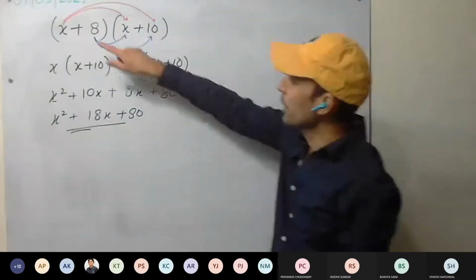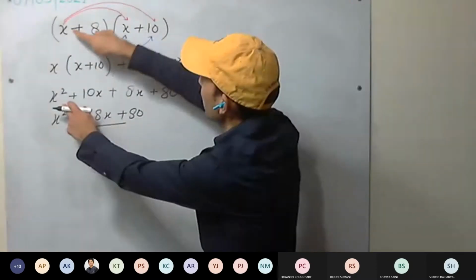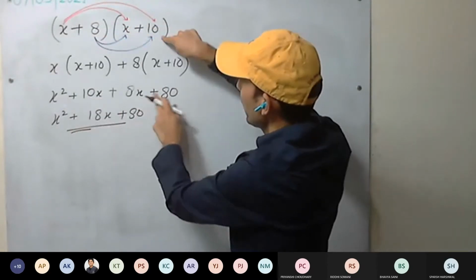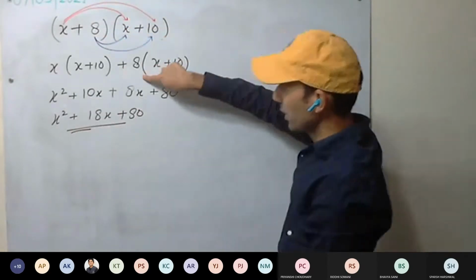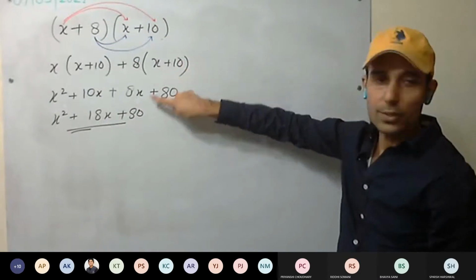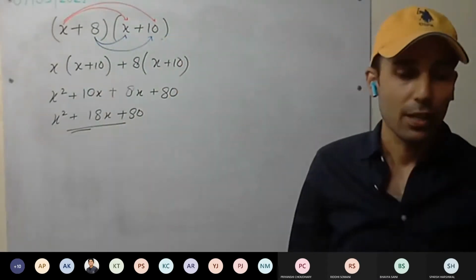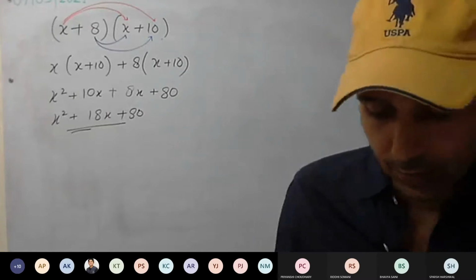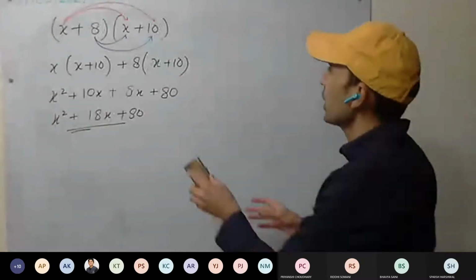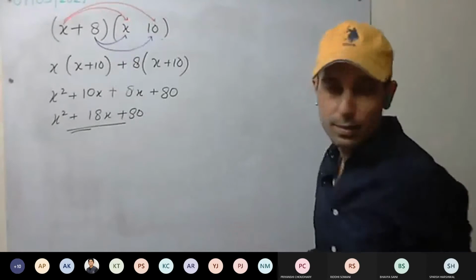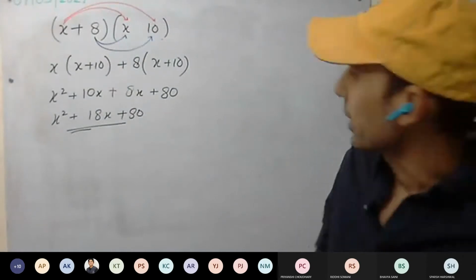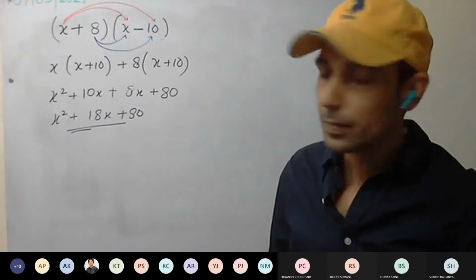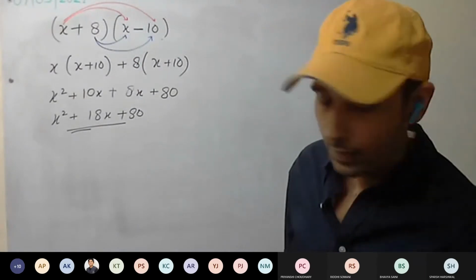Understood? This is same as x into x, x square, x into 10, 10x, 8 into x, 8x, 8 into 10, 80. Okay, you can skip this step or you can use that step. Everyone do it. These are important. Second one do it. This time we have a minus sign here. Everyone solve this one.